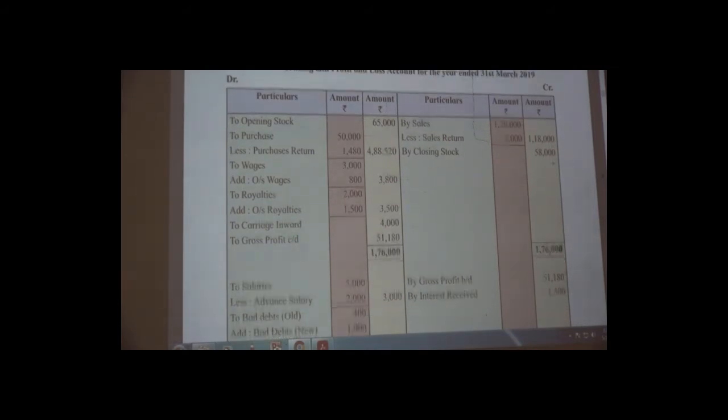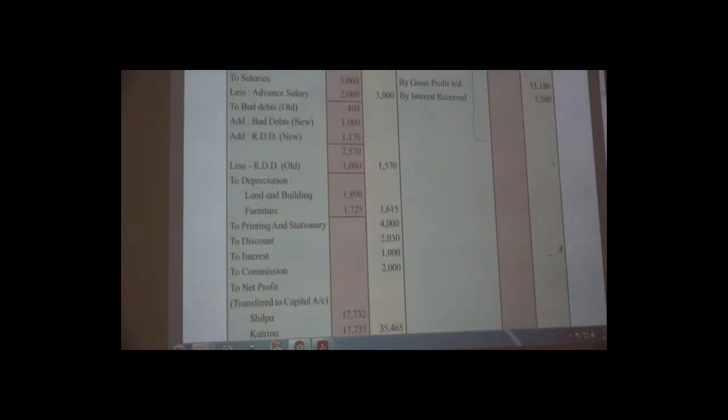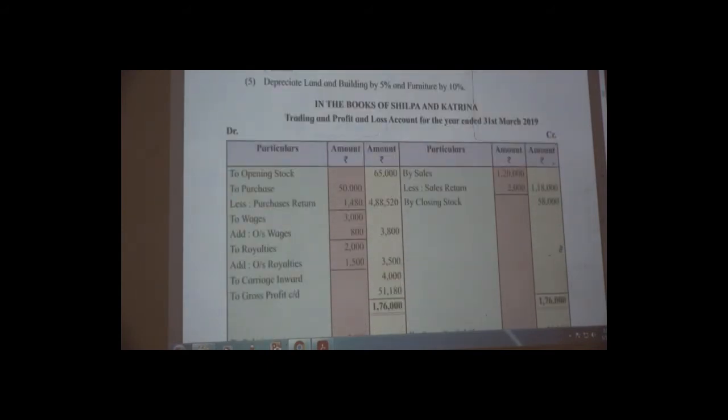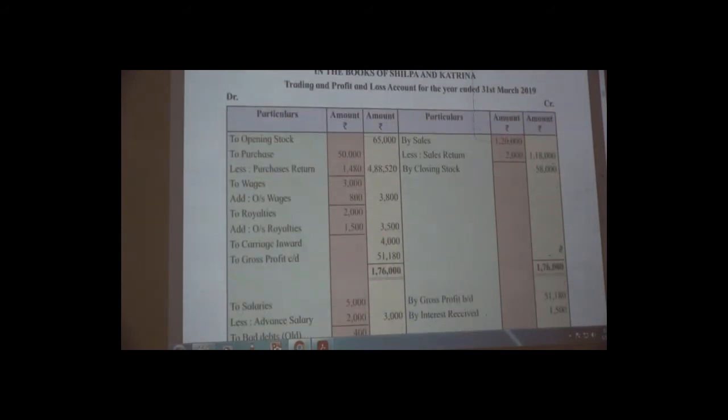After wages, next one is salaries. Salaries, it is the indirect expenditure, hence it is shown on debit side of profit and loss account. Okay. The next one, carriage inward. See, carriage inward, this is the item which is to be written on debit side of trading account.